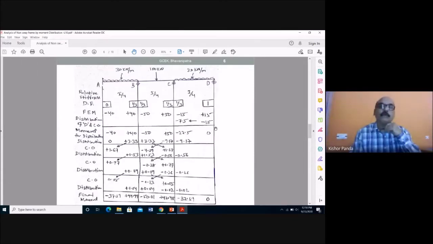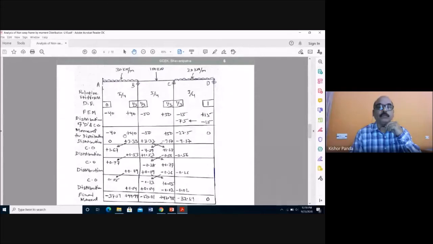Then you draw one line here. Then you take the total sum of the moment. Here minus 40, plus 40, plus 40, minus 50, plus 50, 50. And then minus 15 and minus 7.5, minus 22.5. And here already balanced, plus 15 minus 15 is 0. So this is the moment for distribution.